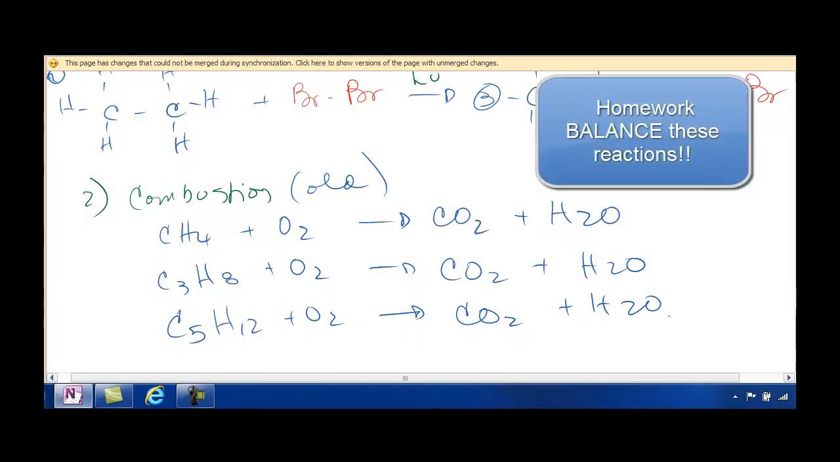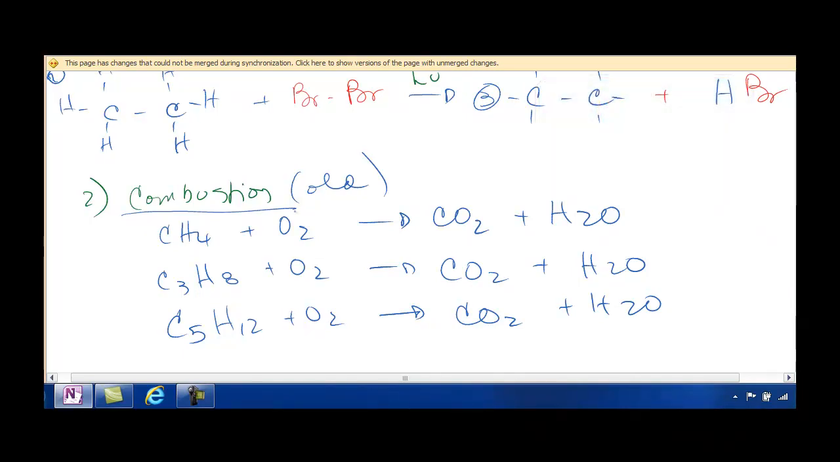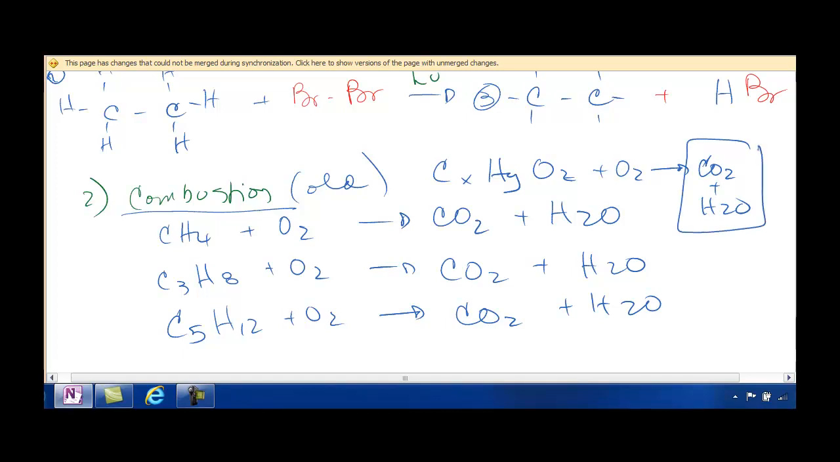With the combustion, it's not new. It's old. Okay, so combustion is any hydrocarbon, CxHyOz. Because in a minute, we're going to have alcohols burning, and they have oxygen in there. And when they react with oxygen, they form carbon dioxide and water. Always carbon dioxide and water.